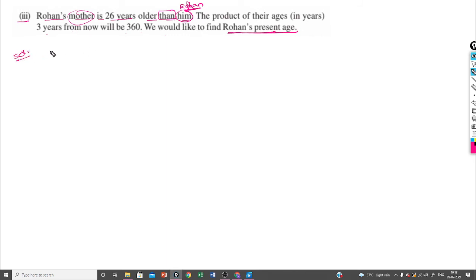Solution: let the present age of Rohan be x years.